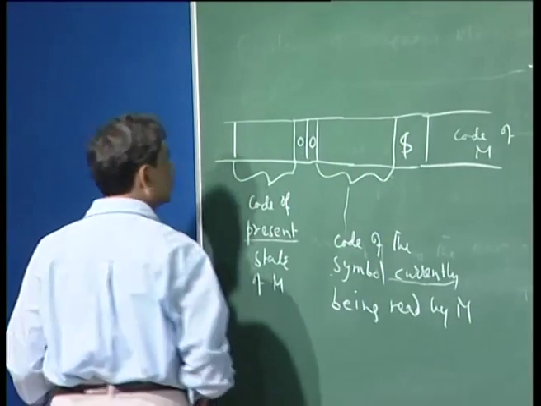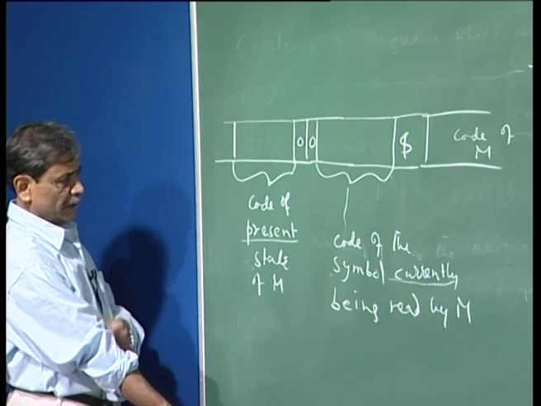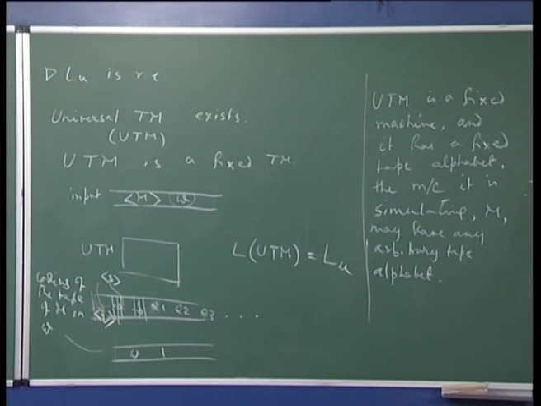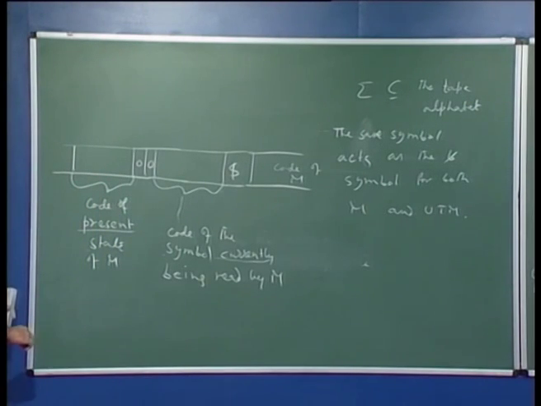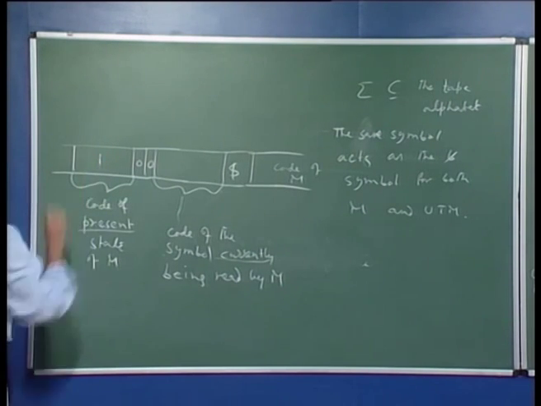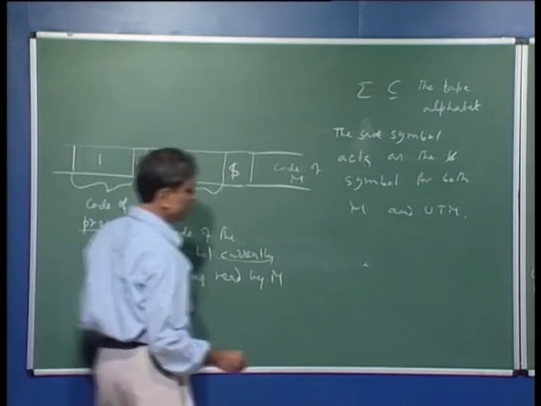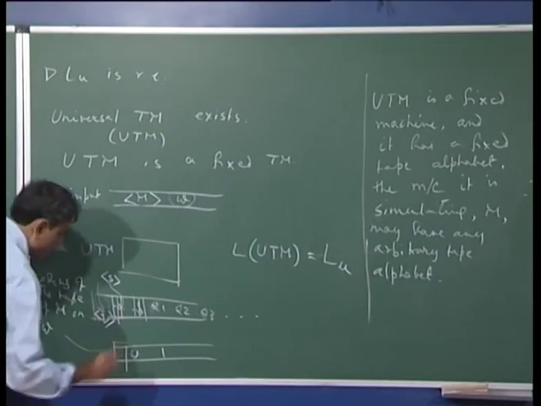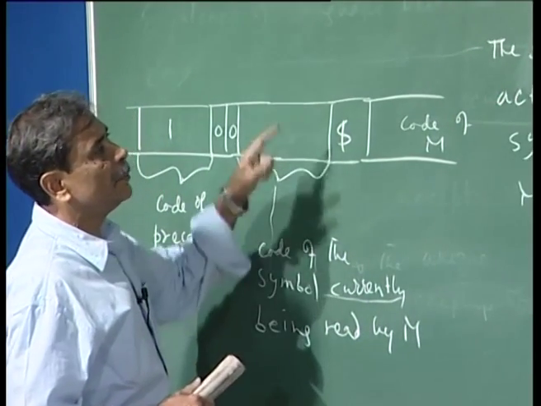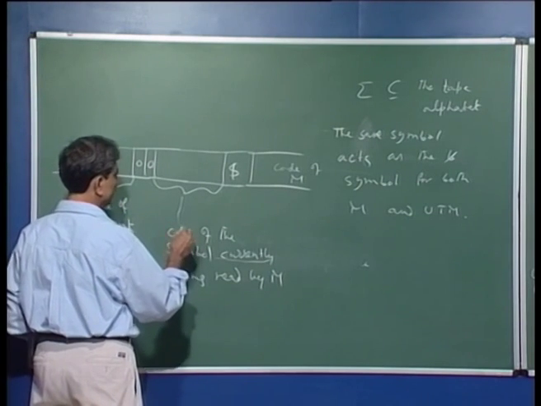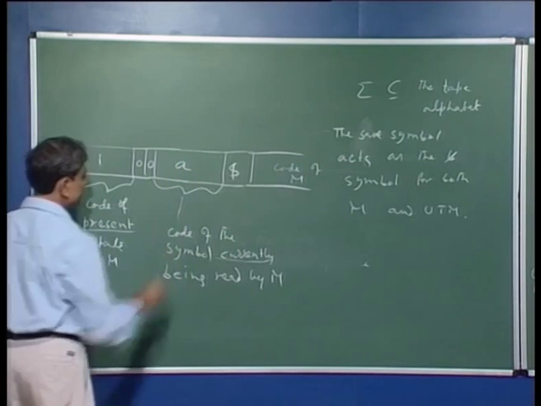In the beginning of M's work on W, the state is going to be the initial state, which we said is the 0th state, and the code of that state is just the unary string 1. And here is the code of the current symbol. Whatever is the first symbol in W, let us say A, and as we said, you do not need to code sigma. So A is there.